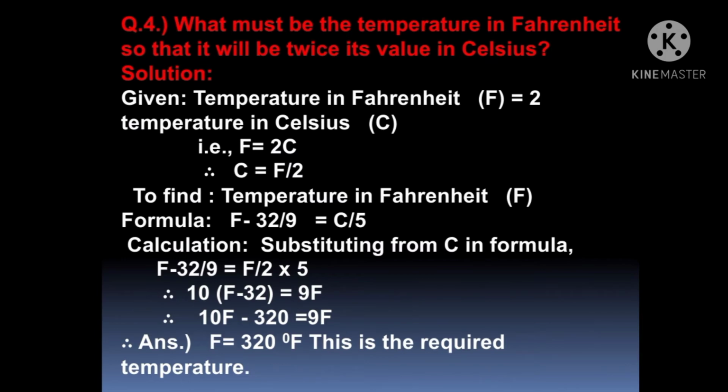10F, what will happen then? When plus 9F comes to the LHS side, it will become minus 9F. So 10F minus 9F gives you 1F, means F, and minus 32, when it goes to the RHS side, it will change its sign to plus. So what we got as the answer is F is equal to 320 degrees Fahrenheit. So students, this is the required temperature in Fahrenheit.